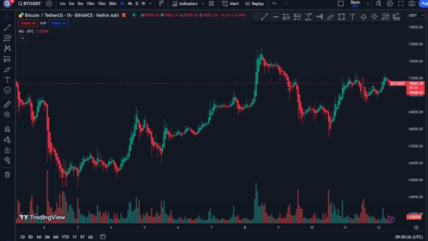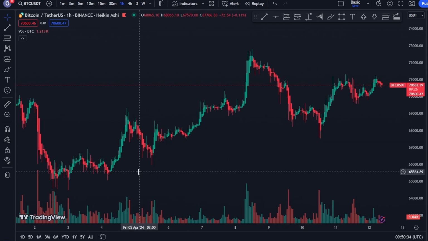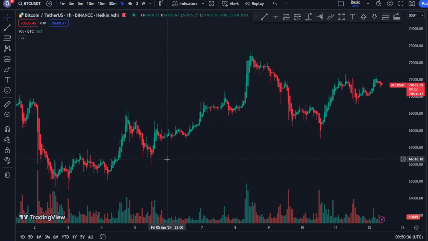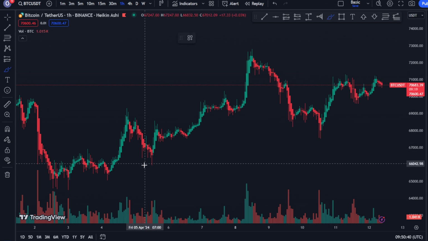In this video, I'm going to show you 3 simple scalping strategies using free indicators on Tradingview to help you make better trades. Scalping is a short-term trading technique which requires quick decision-making, and if you are new to trading, then scalping is not the best option for you.